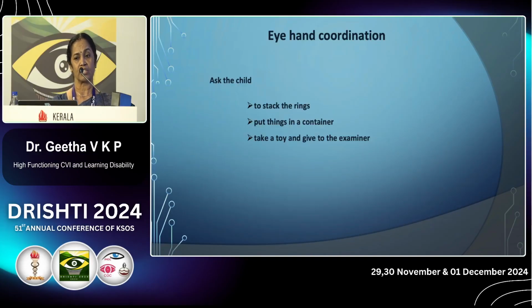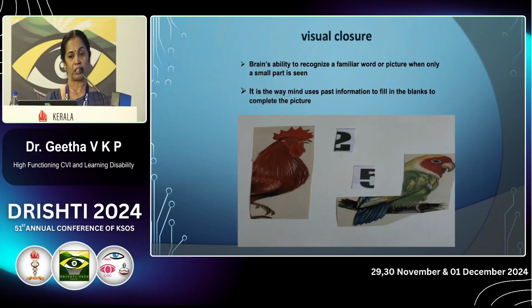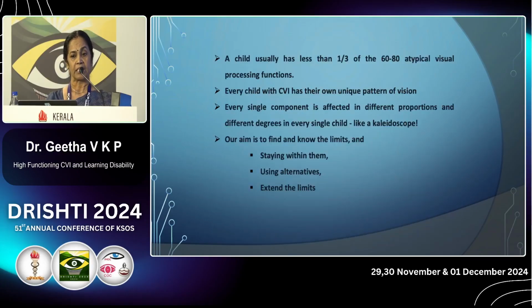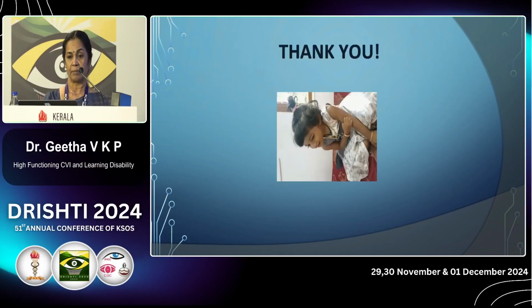Eye-hand coordination should be checked, and visual closure, that is the brain's ability to recognize a familiar word or picture when only a small part is seen. A child usually has somewhere around 1/3 of these 60 atypical visual processing functions. And our aim is to find and know the limits, and staying within them, using alternatives, extend the limits.